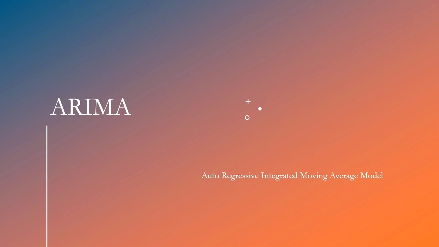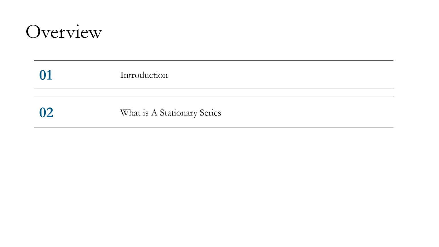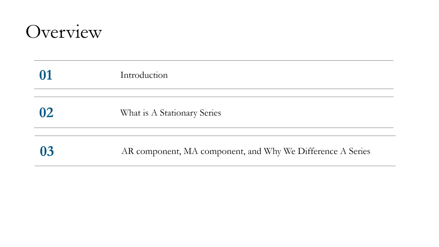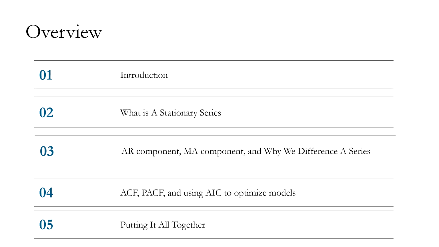I'm going to be talking about ARIMA, which is the autoregressive integrated moving average model. Here's an overview. I'm going to be giving the introduction to the model, answering the question, what is a stationary series? I'm going to be talking about the AR component, the MA component, and why we difference a series. Fourth, ACF, PACF, and then using AIC to optimize the model. And then fifth, I'm going to be putting it all together.